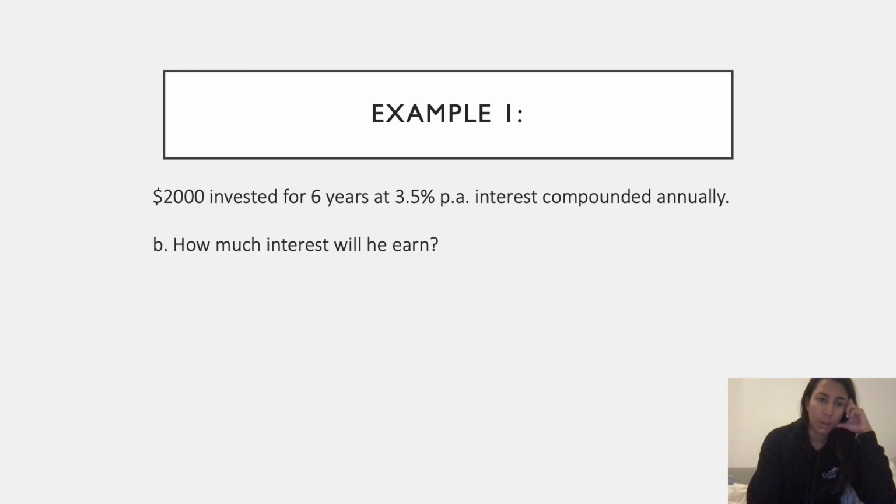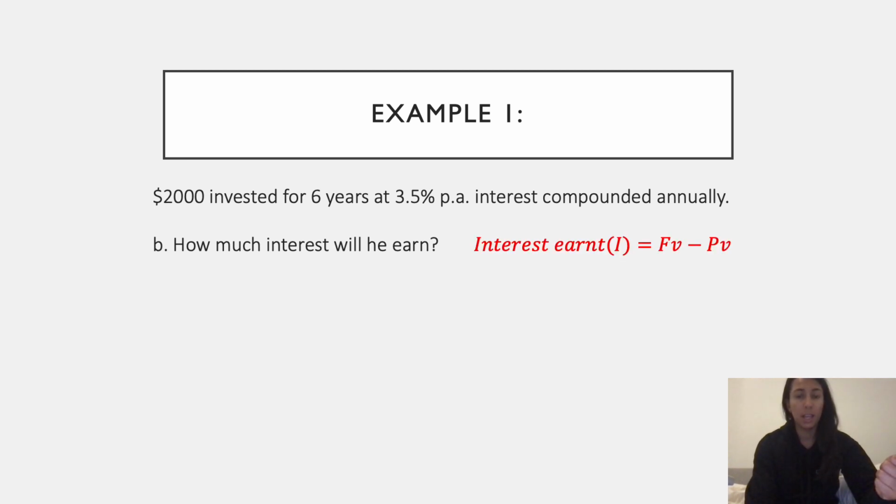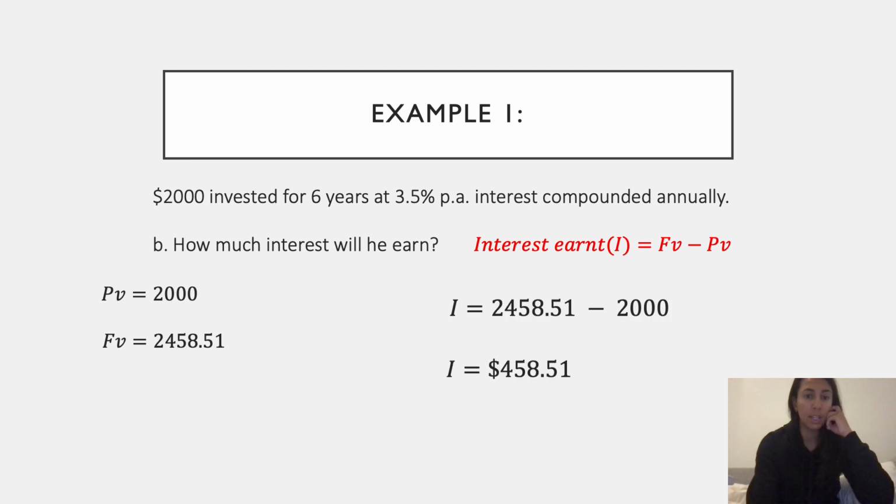Part B of the question says, how much interest will he earn? So we know the present value that he started with and we know the future value. So the difference between those will tell us the interest that is earned. So this is another formula that would be worth adding to your cheat sheet. So present value is 2,000. We know that this was the future value. So when I take the difference, it's $458.51.